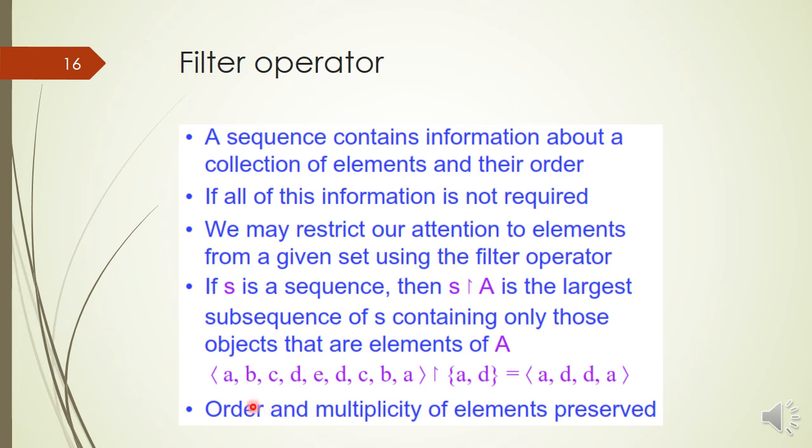Now consider the sequence which is given in this slide, and we want to restrict ourselves to the elements in set A and get a subsequence of the elements of set A. Then by applying the filter operator on the sequence S, we will get the subsequence of the elements of set A. As you can see, set A contains two elements, A and D, so a subsequence with the elements A and D would be returned by applying the filter operator, and the order and multiplicity of elements would be preserved.